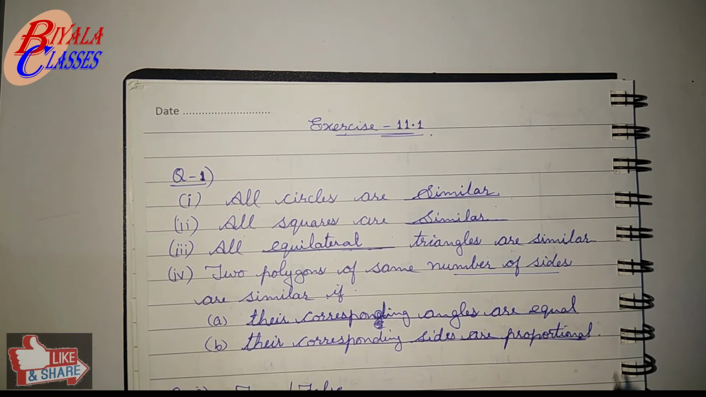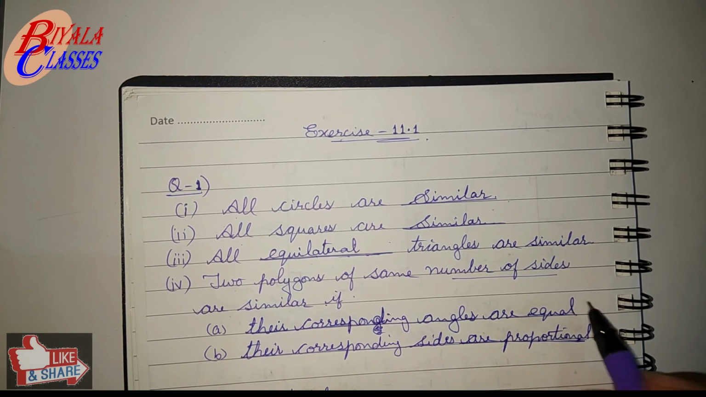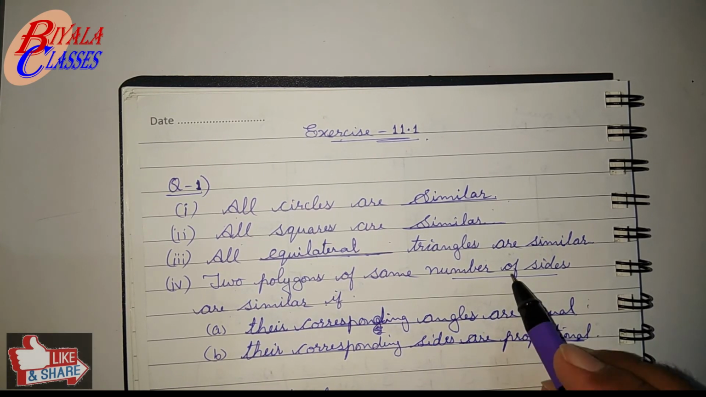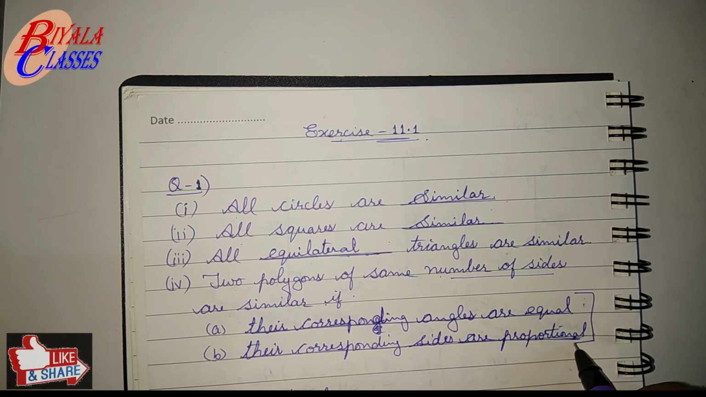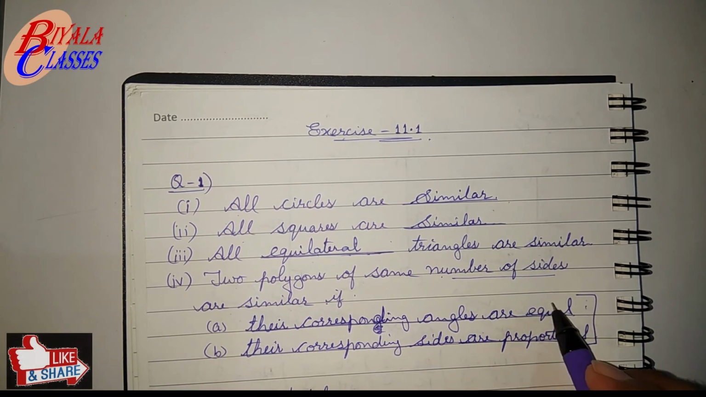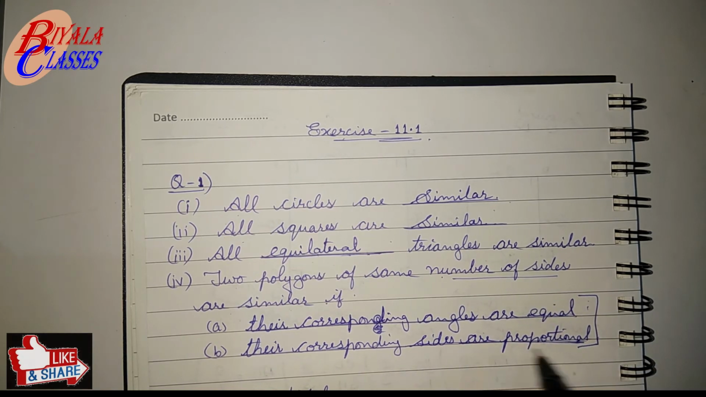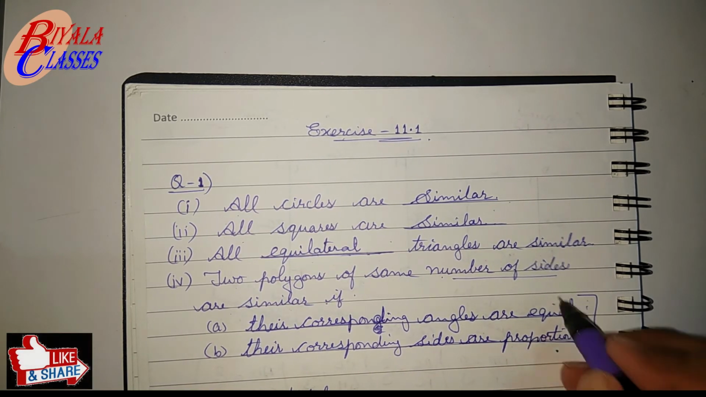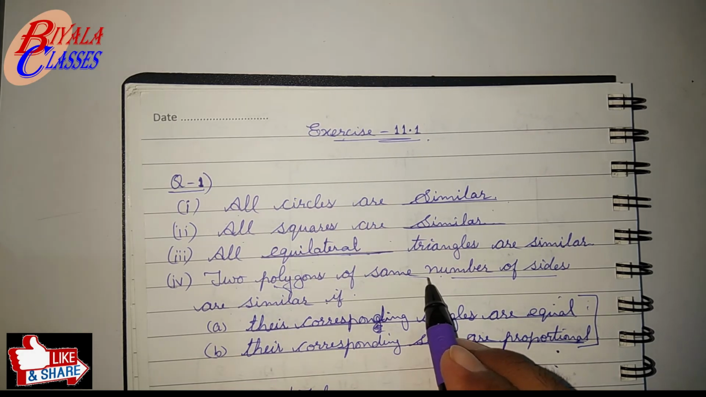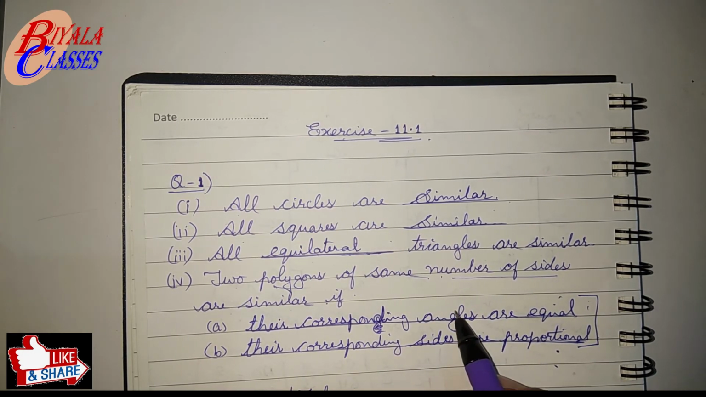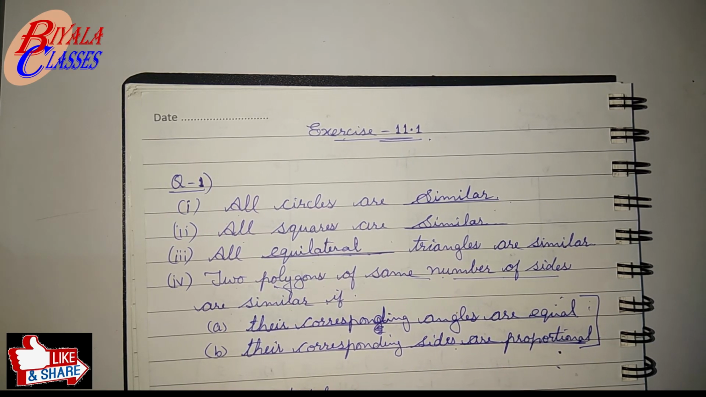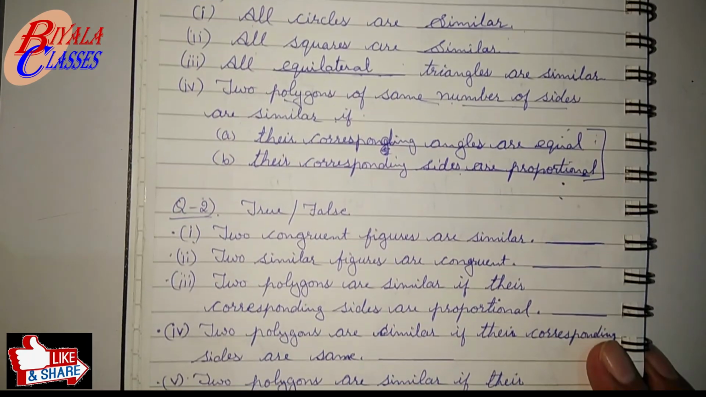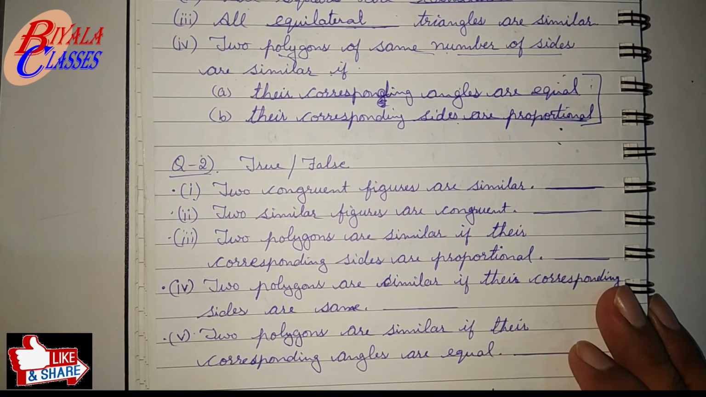Now the point to be noted down is that with only one of these two conditions we cannot say that the polygons are similar. If both are fulfilled, meaning the corresponding angles are equal and the corresponding sides are proportional, then only we say that the polygons are similar. Otherwise, if one is there and the other one is not fulfilled, then the polygons are not similar to each other. Now next, question number 2, it is about true and false.